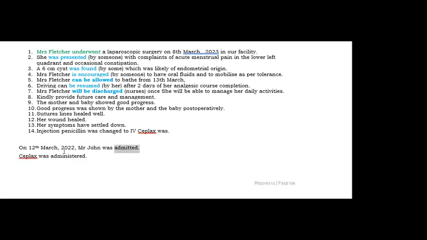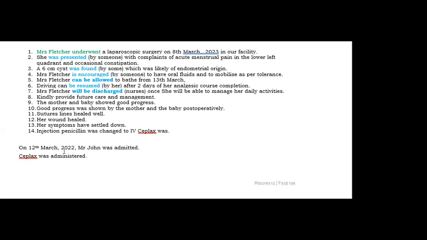So this is how we use passive voice. Passive voice is written or used when we know by whom certain activity is done. Simply write, on 12th March 2022, Mr. John was admitted. By whom? Nobody is worried about that. Or this was administered. By whom? Why? Nobody wants to know by whom it was administered. So when you know by whom something was done, use passive voice.